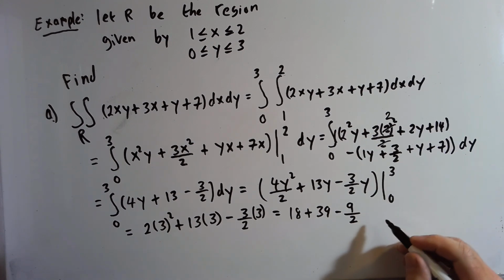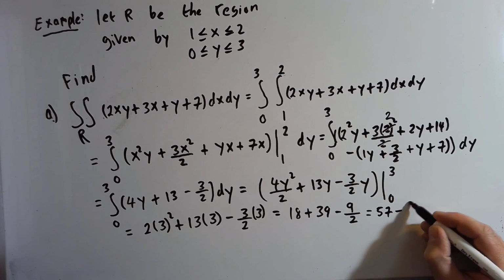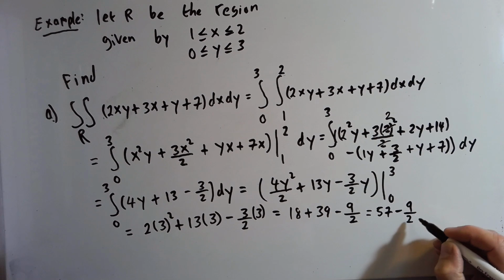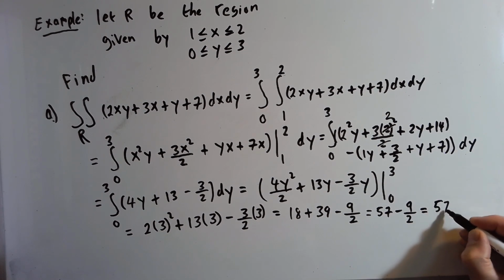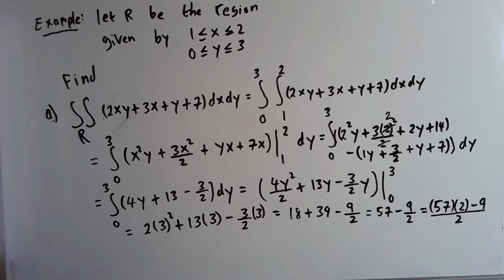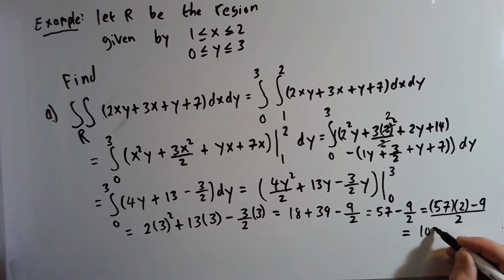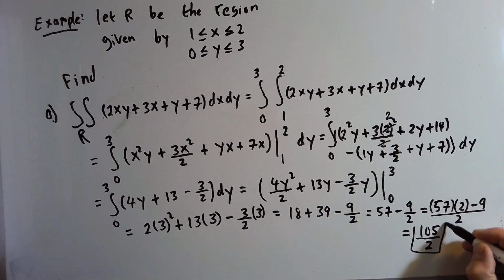So it'll be then 57 minus 9 halves. Then changing everything to halves, so it'll be 57 times 2 minus 9 over 2. And you can check, that becomes 105 over 2. Okay, so that's our answer.